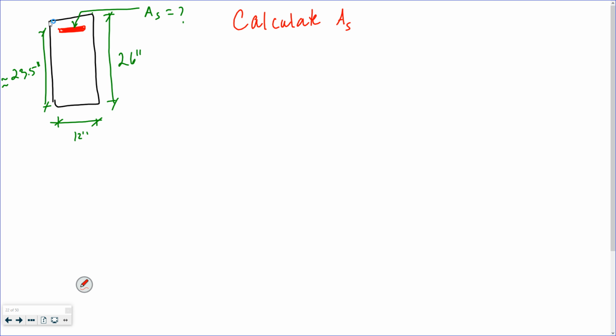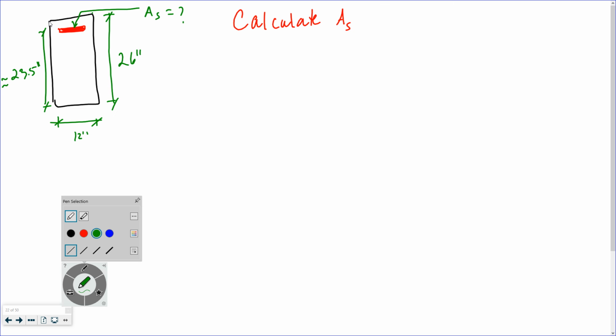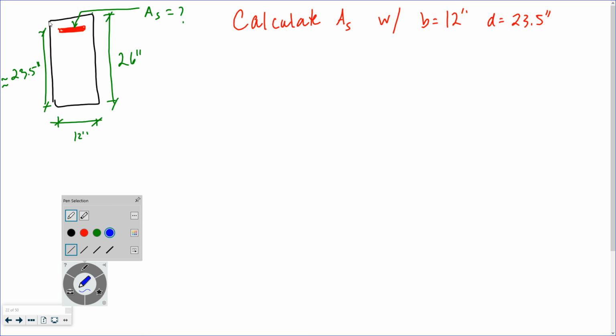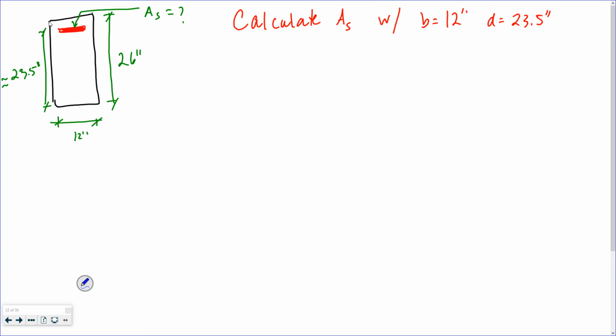If you haven't calculated, that's fine. You can pause or you can follow along. So I'm going to recalculate it with B equal to 12 inches, D equal to 23.5 inches, right? And I have my two equations.